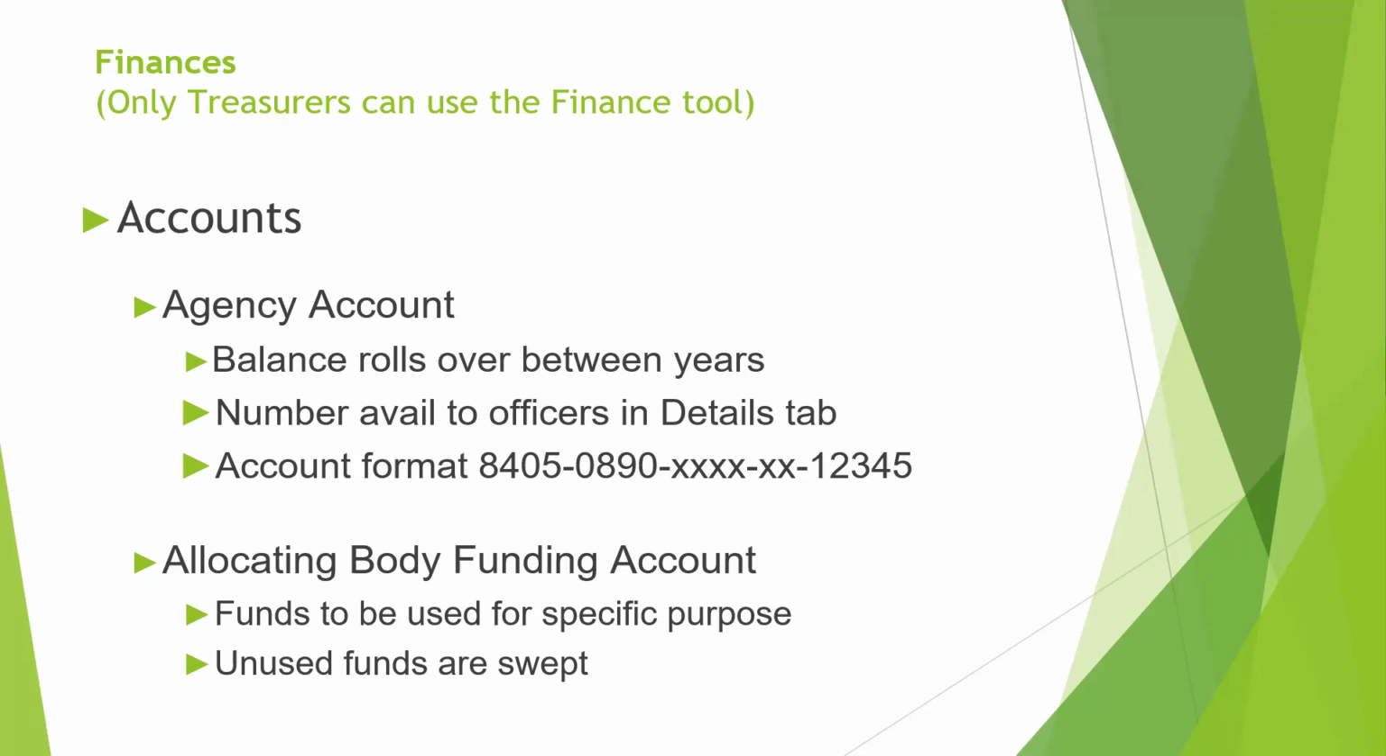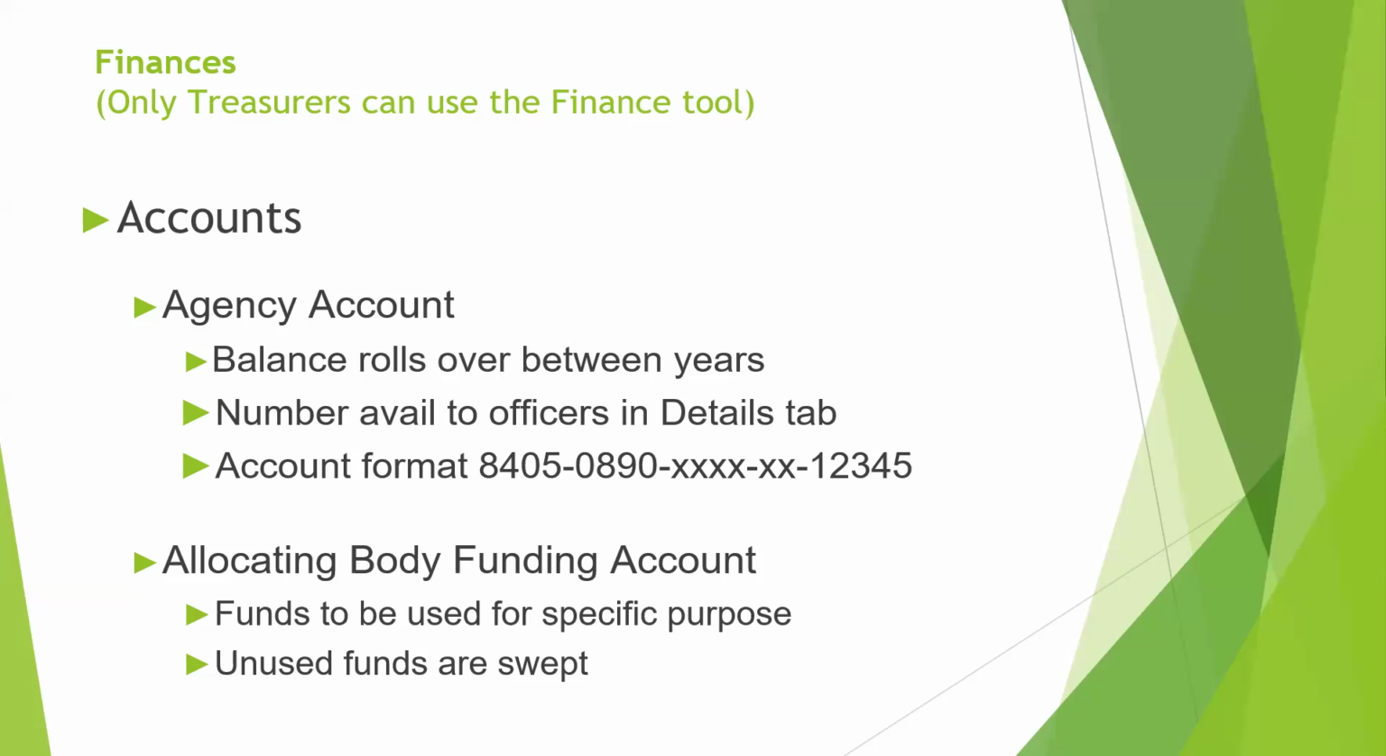There is a number associated with your agency account, which is found in the details section of your page in VikesConnect. All agency accounts have the same format, the 84050890 and X's. The 12345 is a number that's unique just to your organization, and it's that 5-digit number that you will find in the detail section. There are times when we will ask you for your agency account. This way you can look it up yourself without having to contact your treasurer.